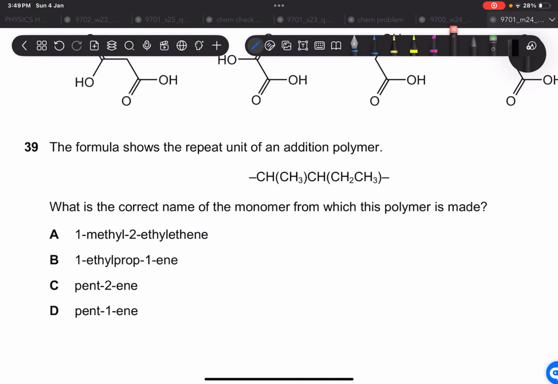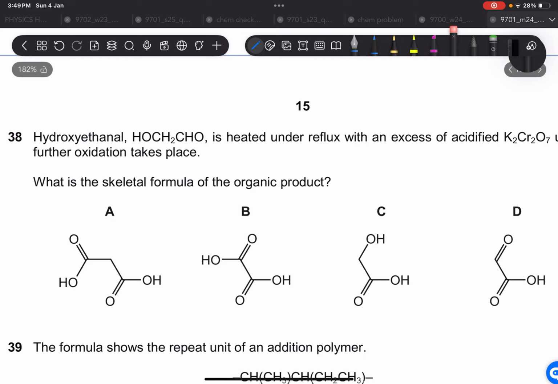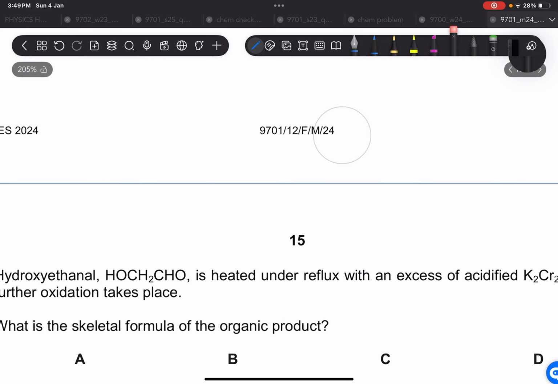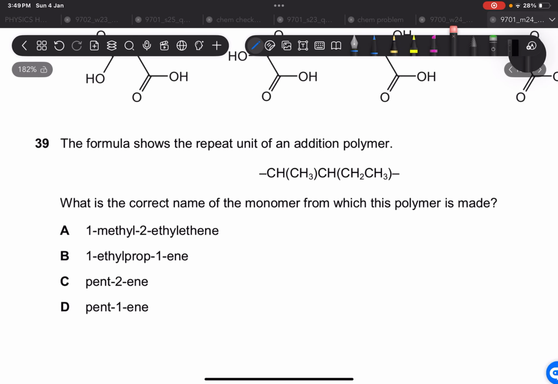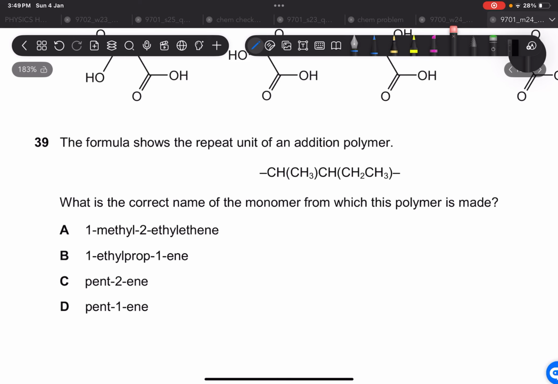So today I'm going to be solving a bunch of AS level organic chemistry questions. So let's get started. The paper I am going to be doing the organic from is February March 2024, if you guys want to check it out. So let's get started with the questions. I thought they were tricky, so why not solve them together.